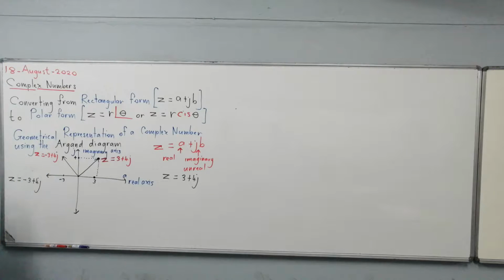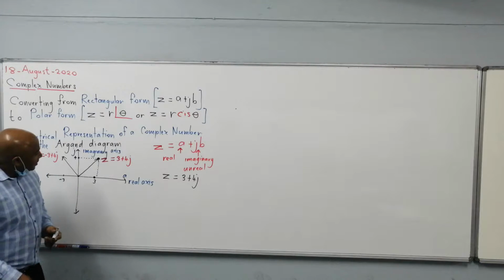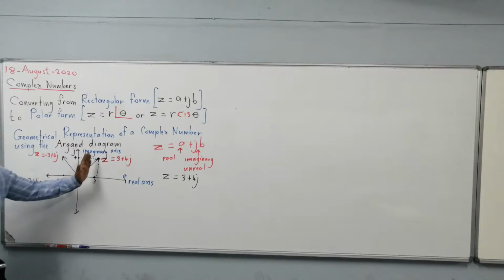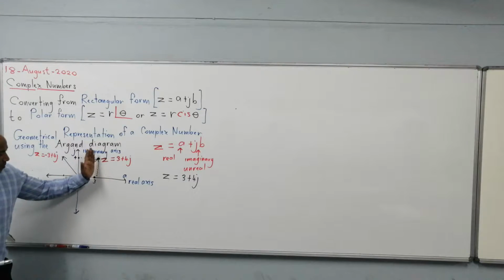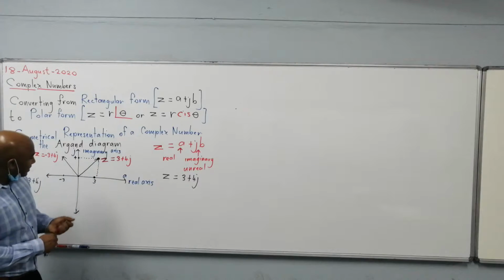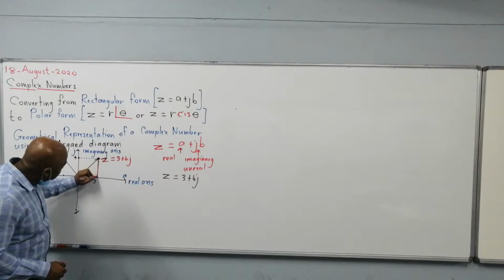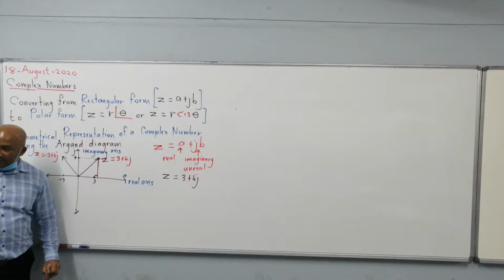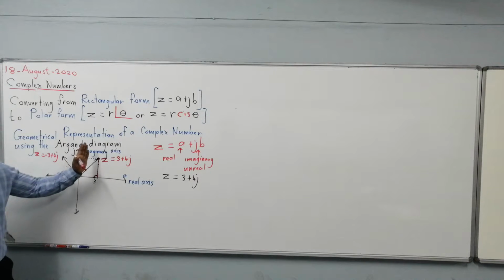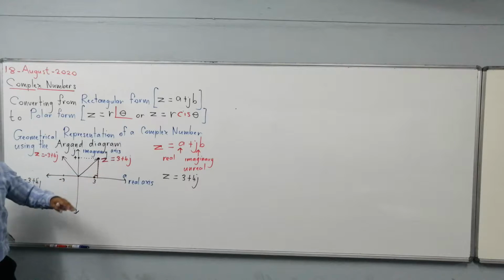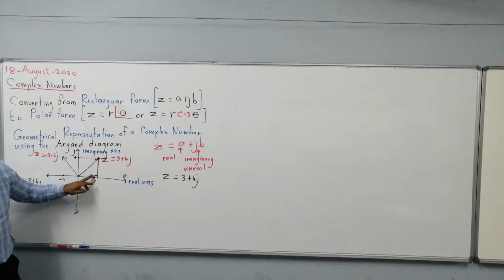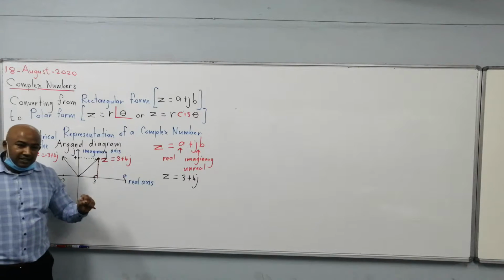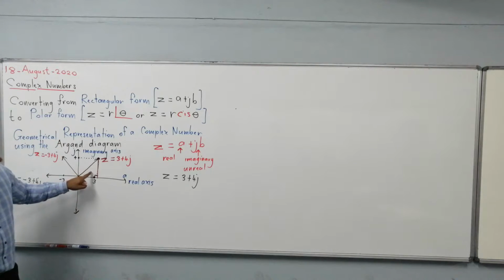Alright, so now what do you notice? If I drop a perpendicular line to the x-axis, let's take this one here, what shape do you notice appears? A triangle. Remember, I'm saying perpendicular to the x-axis. Perpendicular means it will intersect at an angle of 90 degrees. So if it intersects at an angle of 90 degrees, then this is now a right angle triangle.